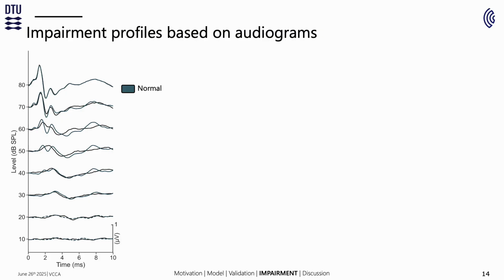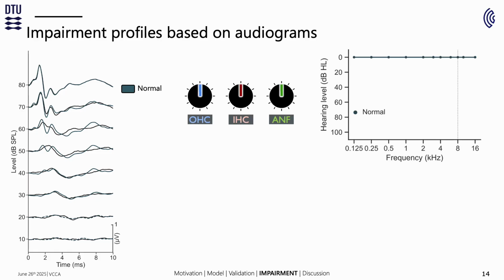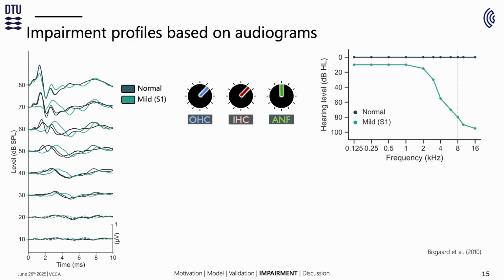The idea here is that we have different profiles. What I've been simulating so far is completely unimpaired or healthy, which corresponds to perfect hearing in terms of audiograms. But we can create different profiles of impairment based on these audiograms. You can see that I'm not changing the auditory nerve fibers because audiometry doesn't really reflect auditory nerve fiber loss.